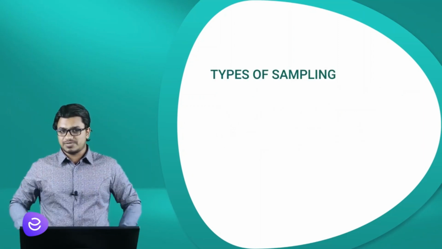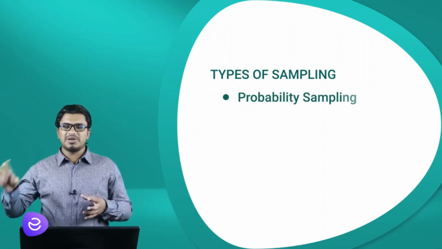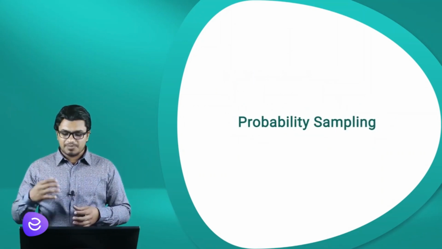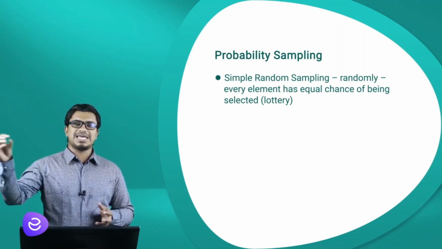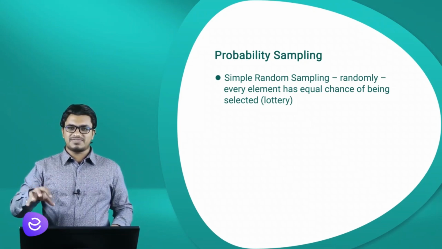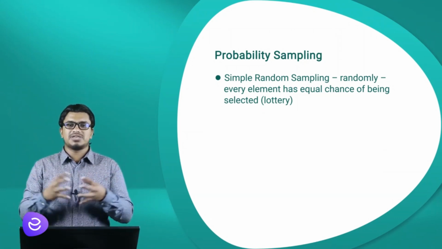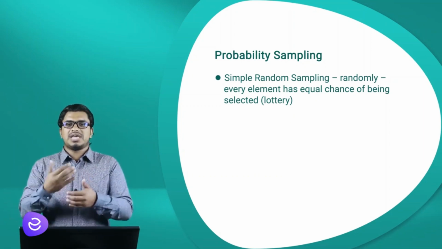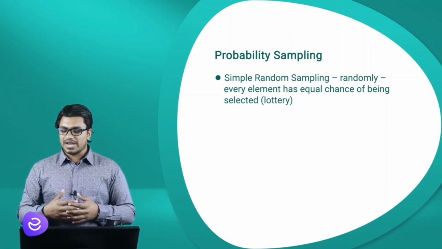There are some types of sampling. We can broadly classify them into three: probability sampling, quasi probability sampling and non probability sampling. In probability sampling we have simple random sampling. That means we select someone very randomly, so anyone in the population has a chance of getting selected. The lottery method is an example. We put all the lotteries together and then pick one. Just like that we pick a person from the whole population. It is called simple random sampling.